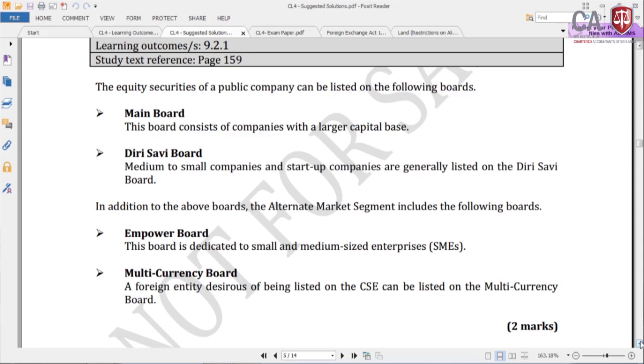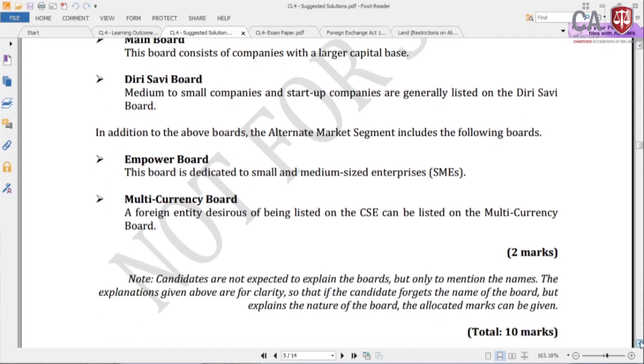In addition to the above boards, the alternate market segment includes the following boards. The Empower board. This board is dedicated to small and medium-sized enterprises, SMEs. And the multi-currency board: a foreign entity desirous of being listed on CSE can be listed on the multi-currency board.